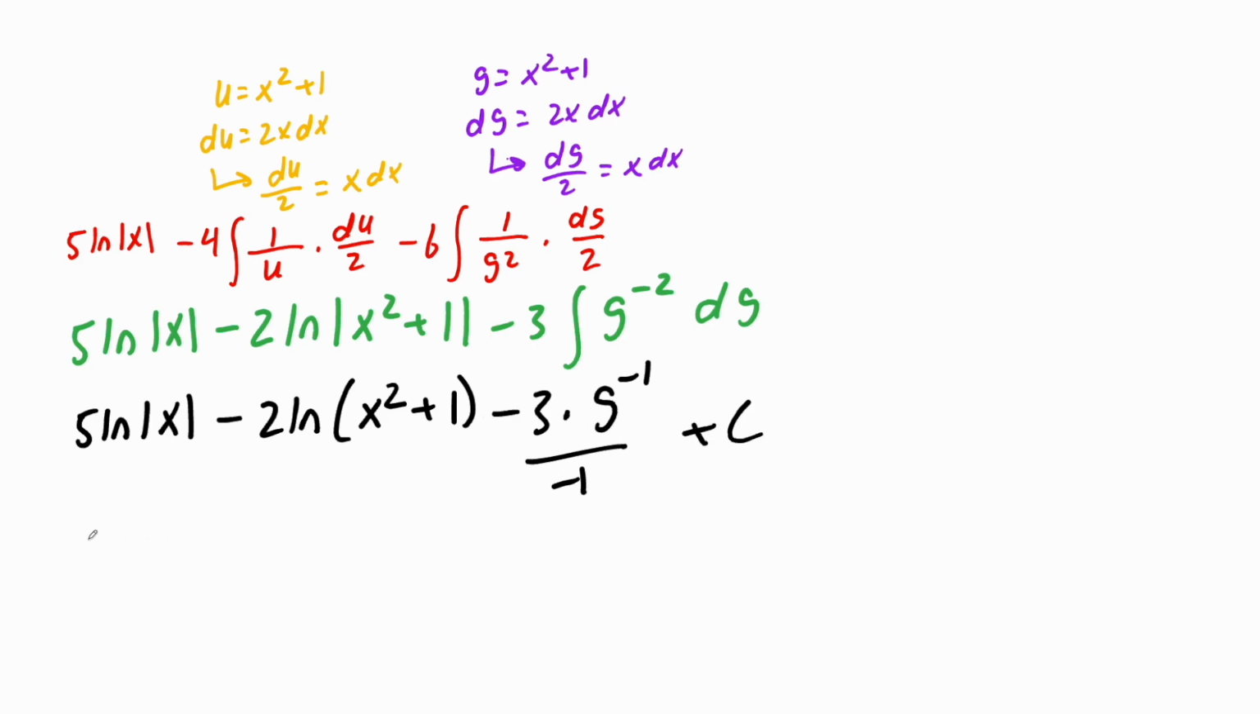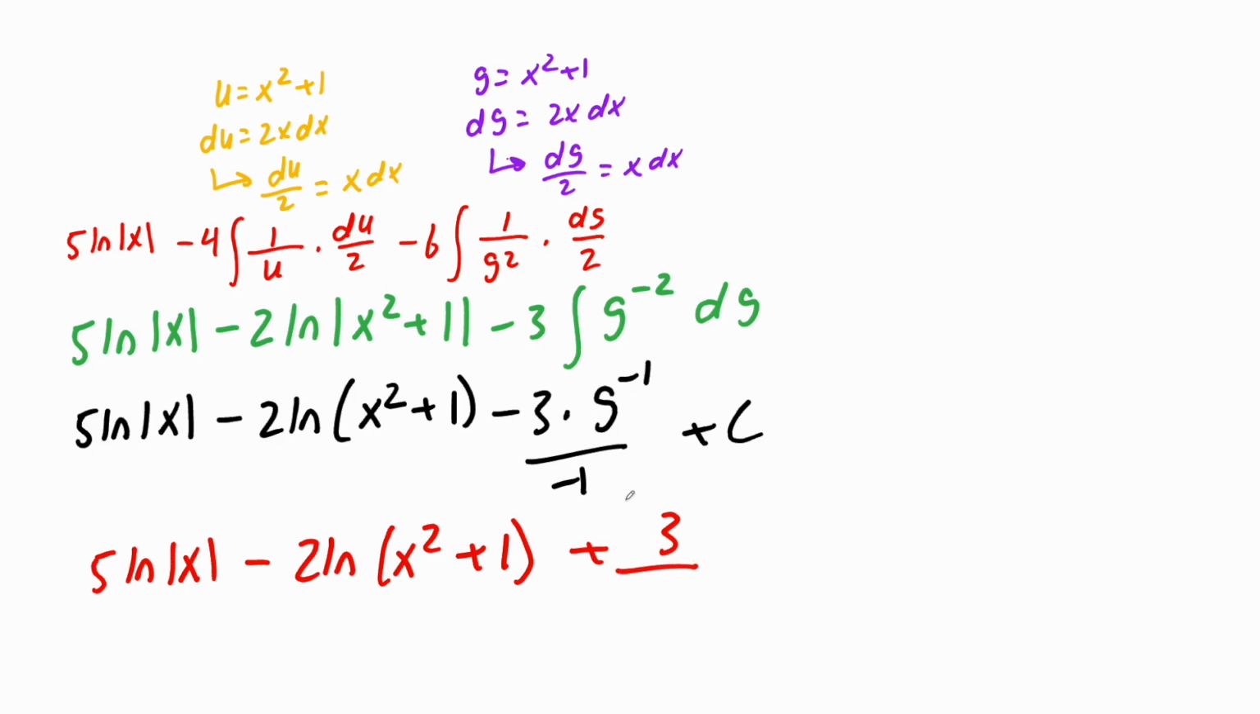And our last step is to swap. So we have 5 ln absolute value of x minus 2 ln parentheses x squared plus 1, close it. Negative 3 divided by negative 1 is positive 3, and it's g raised to negative 1, so we can put g in the denominator, and we know g is x squared plus 1. So 3 divided by x squared plus 1 plus c, and this right here is our final answer. And that's all we need to do for this problem.